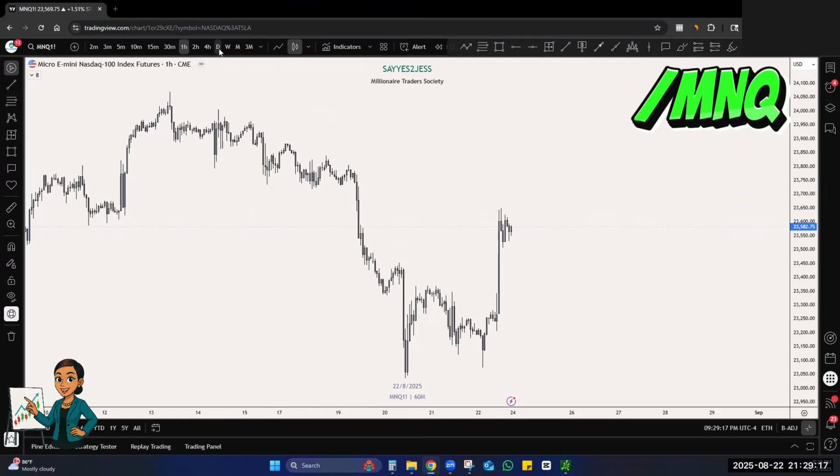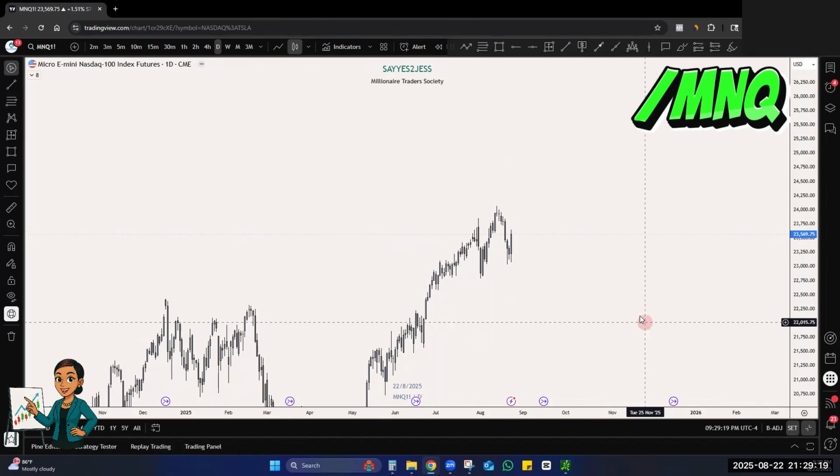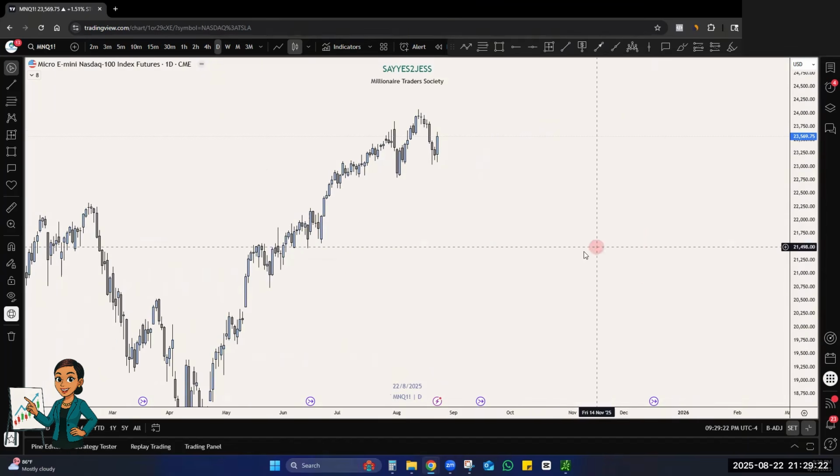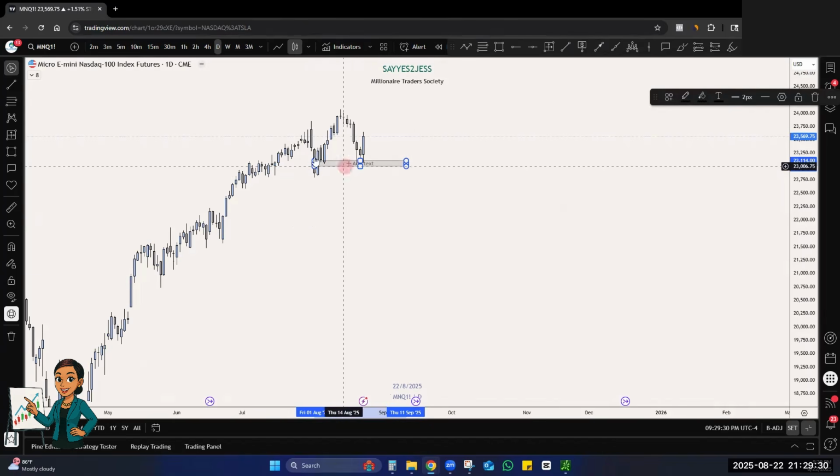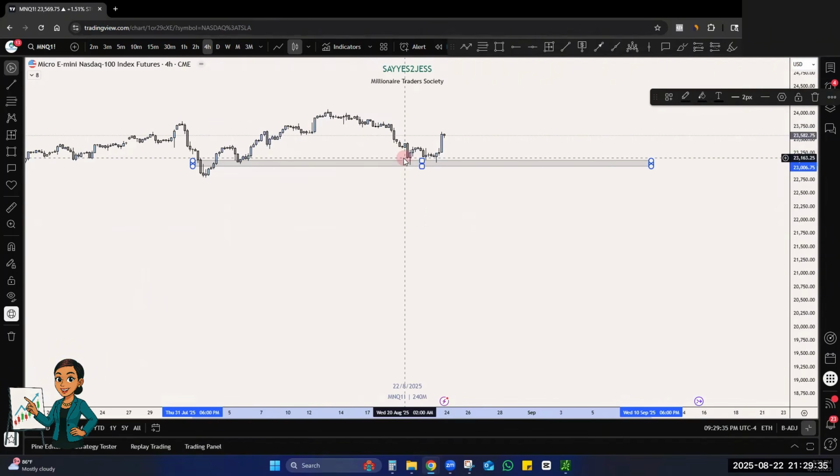Someone asked for NQ. I'm going to do MNQ just because I have markings on mine, but you can see everything's pretty much correlating. Again, right here at the support, we have a really nice rejection candle, respecting this area of support. Let's go to the 4 hour. Our 4 hour was definitely showing us that it was rejecting that area.